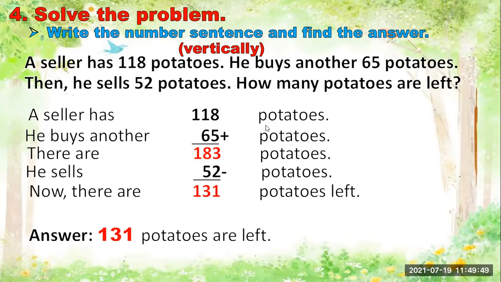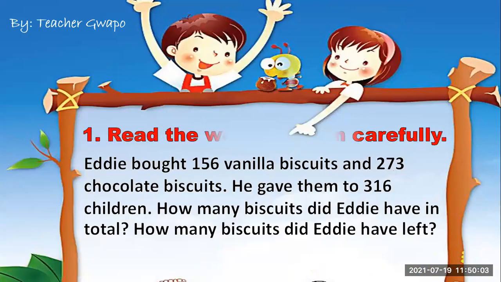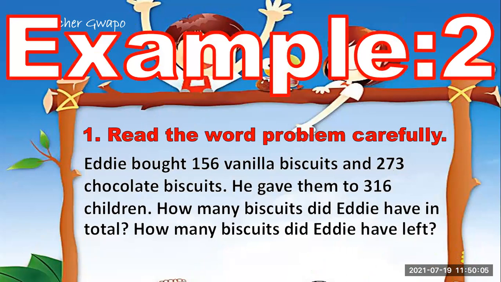Now we have found the answer. How many potatoes are left? The answer, 131 potatoes are left. Okay, so that's how to answer the word problem. Now here, another example. This is example number 2.